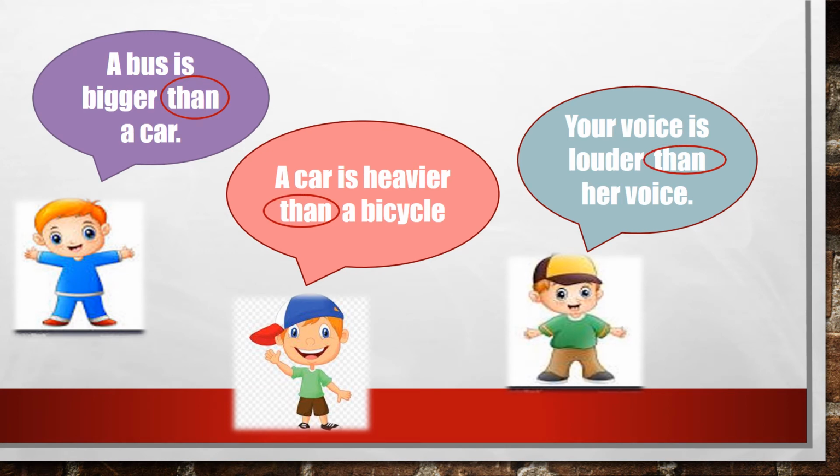Okay, so let's talk about example number 1. A bus is bigger than a car. We use the word than to compare a bus to a car. Next, a car is heavier than a bicycle. We use the word than to compare a bicycle to a car. And the last one, your voice is louder than her voice. We use the word than and add er to the positive degree to make it comparative degree.